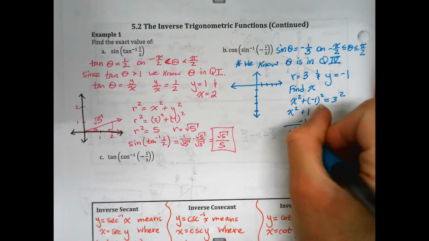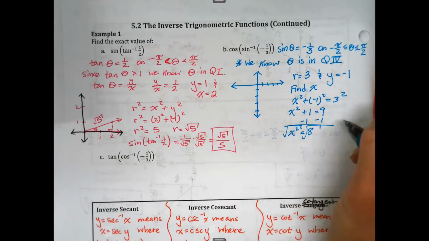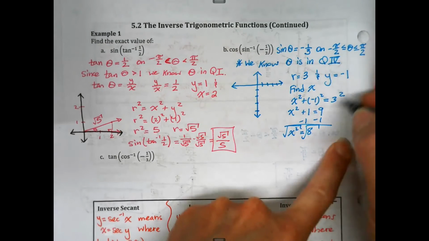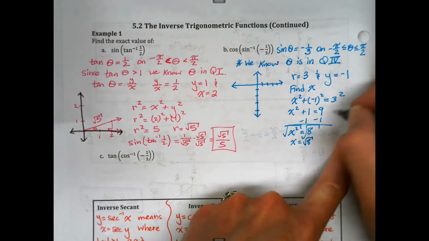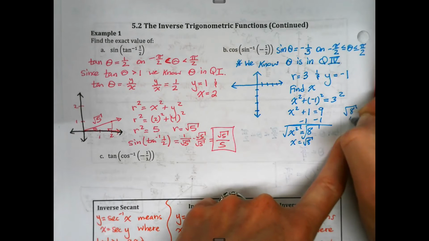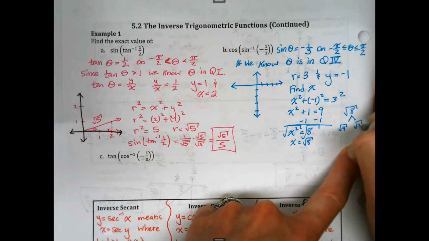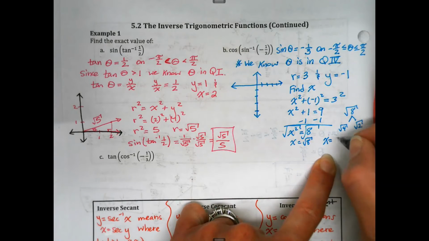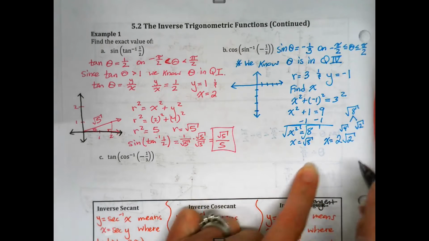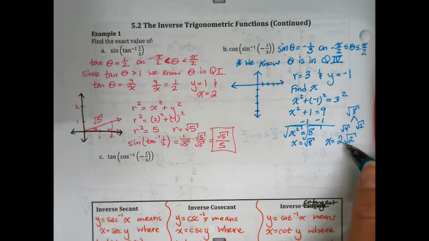So x squared is equal to 8, and therefore x is equal to the square root of 8. And the square root of 8 is the square root of 4 times the square root of 2. So therefore x is, the square root of 4 gives us 2, and the square root of 2 stays the same. So we now know that x is 2 square root of 2.